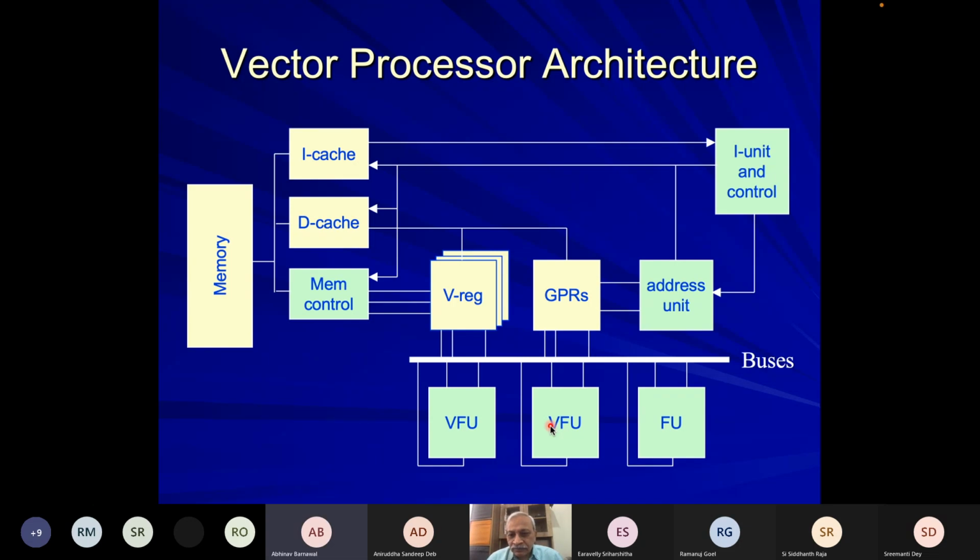Is the dimension specified? Dimension would be limited. For example, if a system has a 64-element vector register, and you want to perform an operation on a bigger vector, then it will have to be broken into chunks of 64. Thank you, sir.